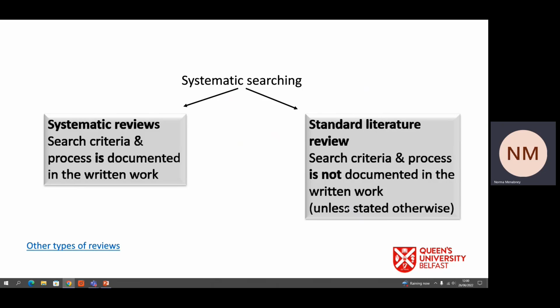In a standard literature review, you may carry out the same process, but unless stated otherwise, the search criteria and the process is not documented in the written work. So slightly different. However, what most people find is that once you learn how to search systematically in a thorough way, you use it regardless.